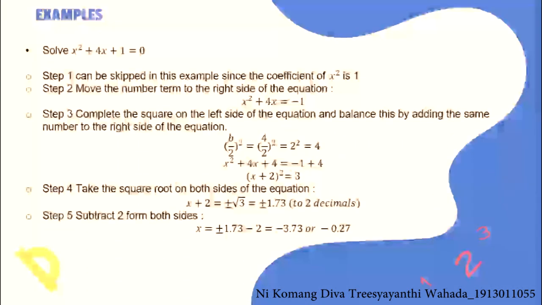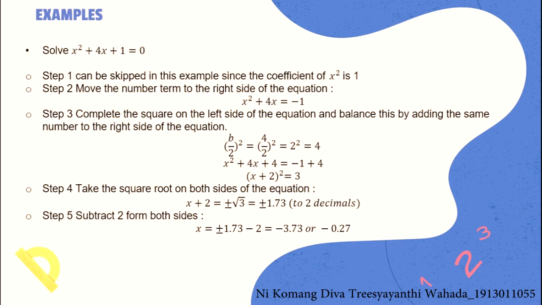Example: solve x squared plus 4x plus 1 is equal to 0. Step 1 can be skipped in this example since the coefficient of x squared is 1. Step 2. Move the number term to the right side of the equation. x squared plus 4x is equal to minus 1. Step 3. Complete the square on the left side of the equation and balance this by adding the same number to the right side of the equation.